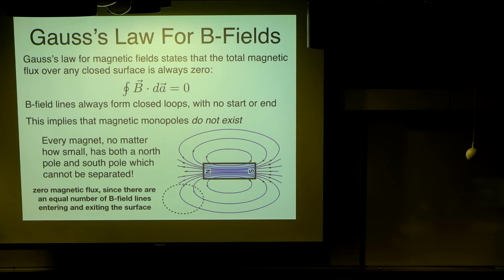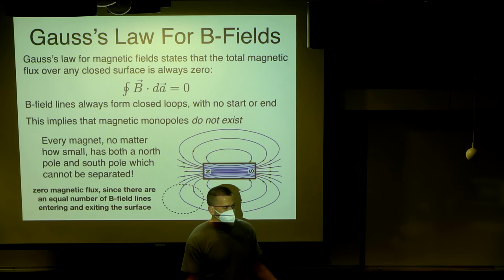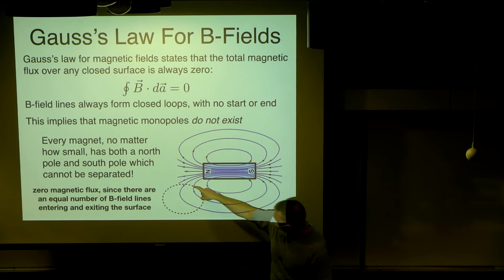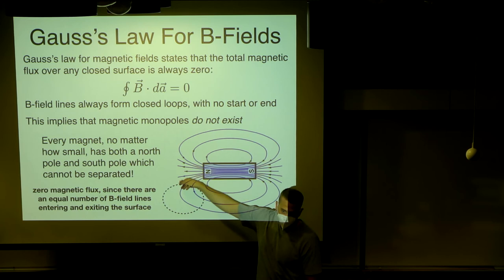So, I want to give you kind of a sense of this, right? I'm going to show you a closed surface in the presence of this bar magnet, okay? And that closed surface, let's just imagine, is like spherical. So, if I put that surface right here, can you see that we have an equal number of field lines coming in to that surface, which are coming in through this side, as we have exiting the surface? Right? That should be pretty clear to see. Equal number of lines coming in as going out.